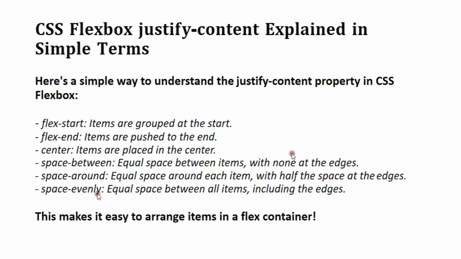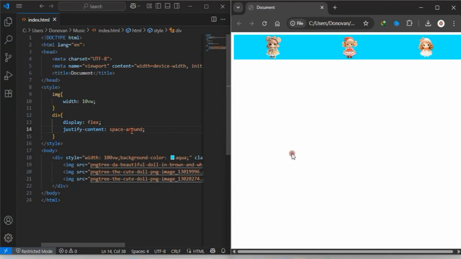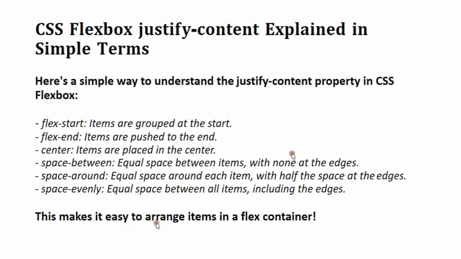Space evenly. Equal space between all items, including the edges of the container. If we use justify content space evenly, what happens to the images? The images follow the same distance from one to another. This makes it easy to arrange items in a flex container.